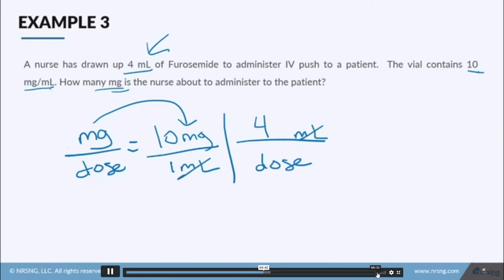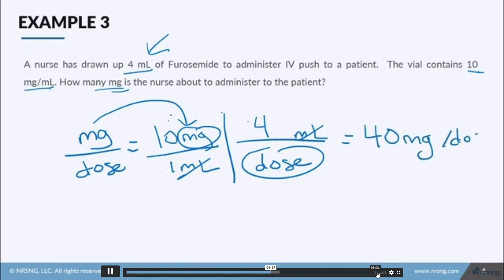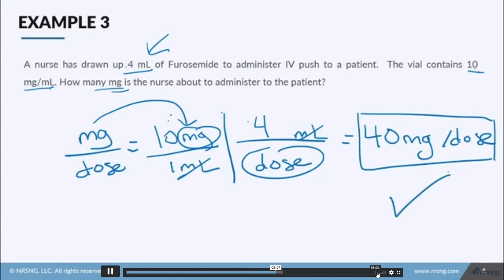Let's cancel milliliters. And are we left with what we want? Milligrams per dose? Yes, we are. Multiply across the top, divide across the bottom. 10 times 4 divided by 1, 40 milligrams in this dose. Is this an appropriate dose? Does this make sense? 10 per mil times 4, 40. This makes sense. 40 milligrams IV push of furosemide is perfectly acceptable.